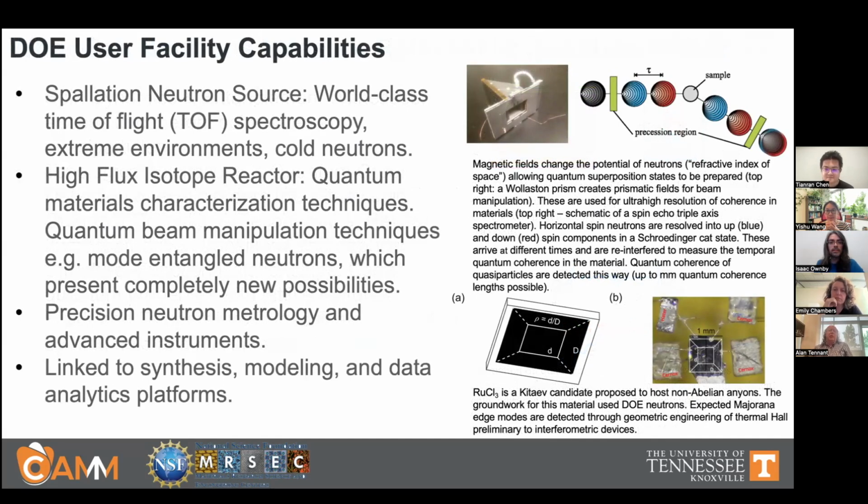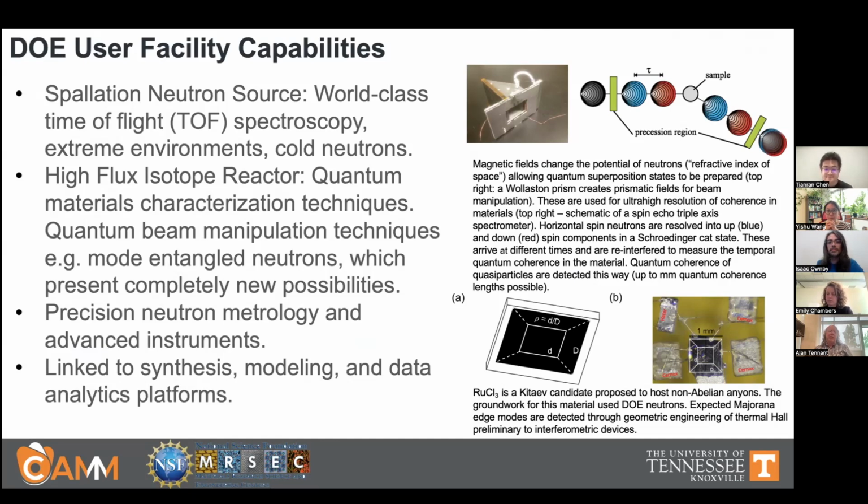So down the road in Oak Ridge National Laboratory, we have two of the Department of Energy's neutron user facilities, the Spallation Neutron Source, which is the world's most advanced neutron source currently. It has world-class capabilities, in particular time of flight spectroscopy, extreme environments, and cold neutrons. The High Flux Isotope Reactor focuses very much on quantum materials characterization techniques, but it also has things like sophisticated quantum beam manipulation techniques where mode entanglement of neutrons becomes possible. And in fact, there's completely new possibilities that are being opened up with the technologies currently.